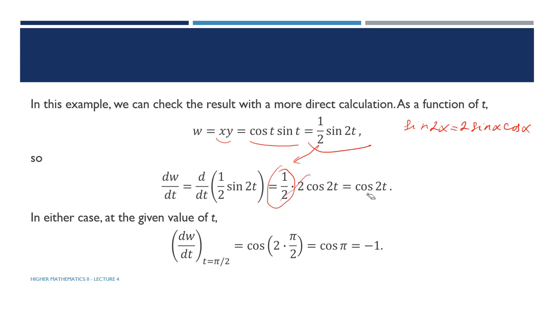Now just plug in t equals pi over 2. 2 times pi over 2, these 2's are gone, and cosine pi gives me negative 1.